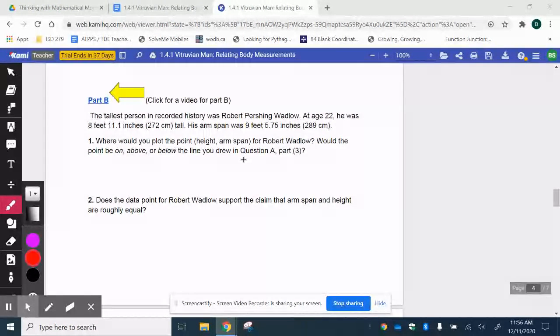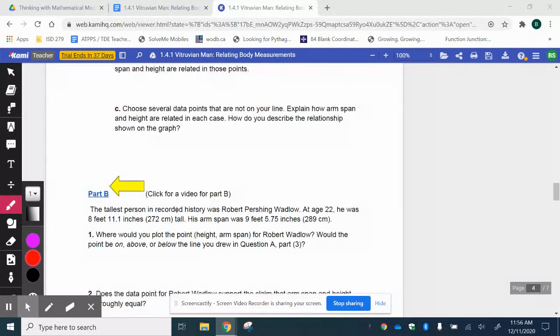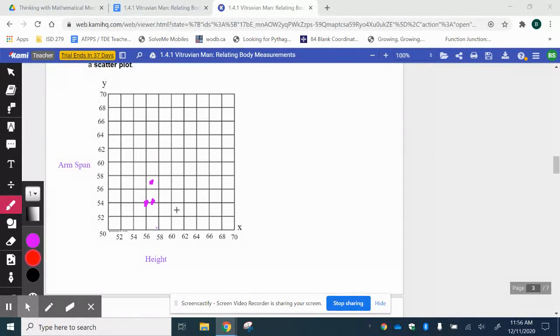Number 2, does the data point for Robert Wadlow support the claim that arm span and height are roughly equal? So it's going to be up to you to make that decision. Do you think that data point supports Vitruvius's claim that arm span and height are roughly equal? So you're going to base your answer on where it is in relation to that line.